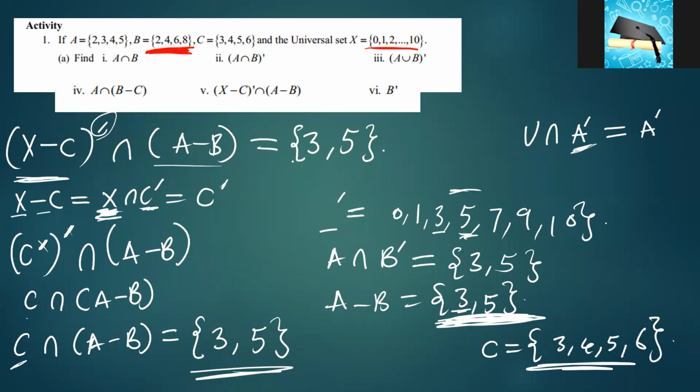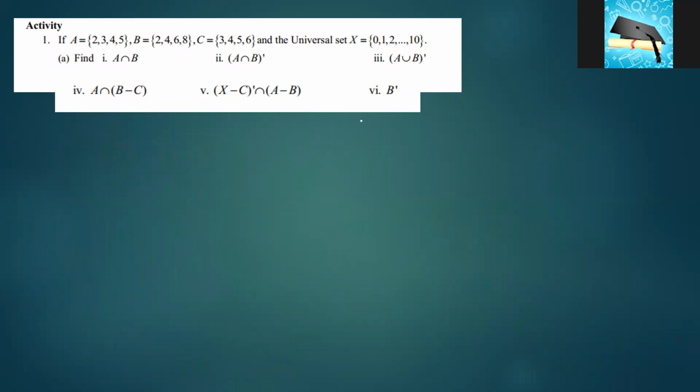Okay, so we proceed to the next question. So the last question here is B complement. B complement is simple because I think I've even solved it in one of these same questions there. So B complement simply means that we have to list all the elements that are in the universal set, excluding those that are in B. So our set B has been given to be 2, 4, 6, 8. So this is our set B.